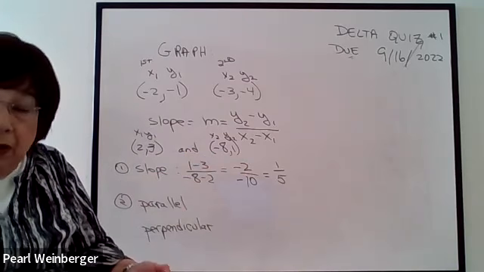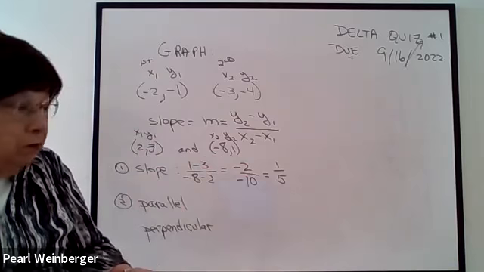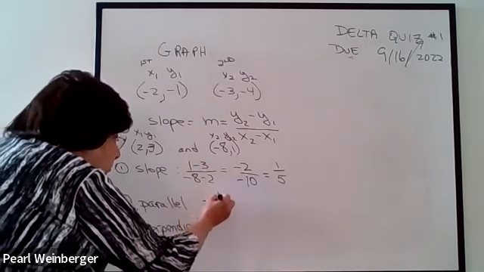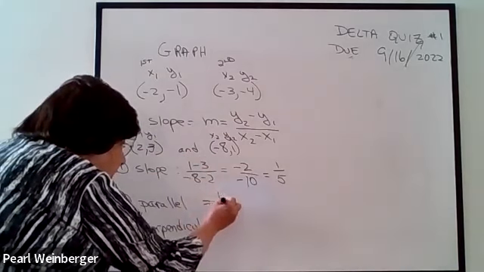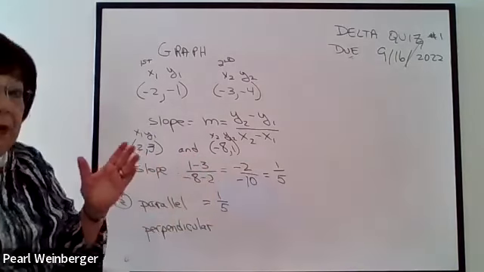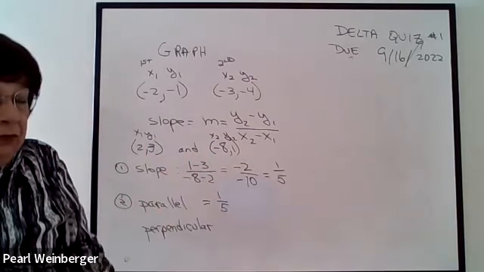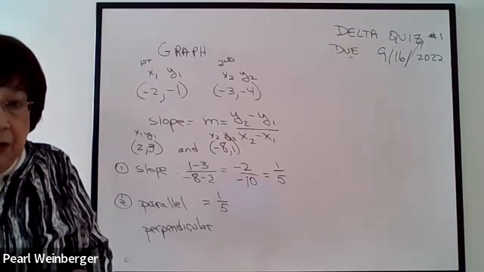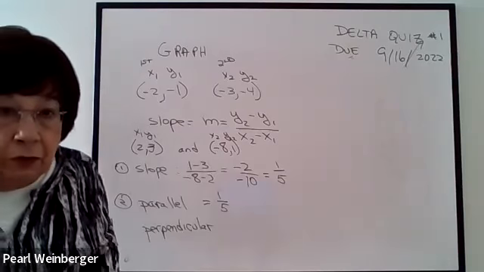Well, we know that parallel lines have the same slope. So a parallel line would also have to have a slope of 1/5. If the lines are going to be parallel, they're going to have the same slope. So another line parallel to this line will have a slope of 1/5.